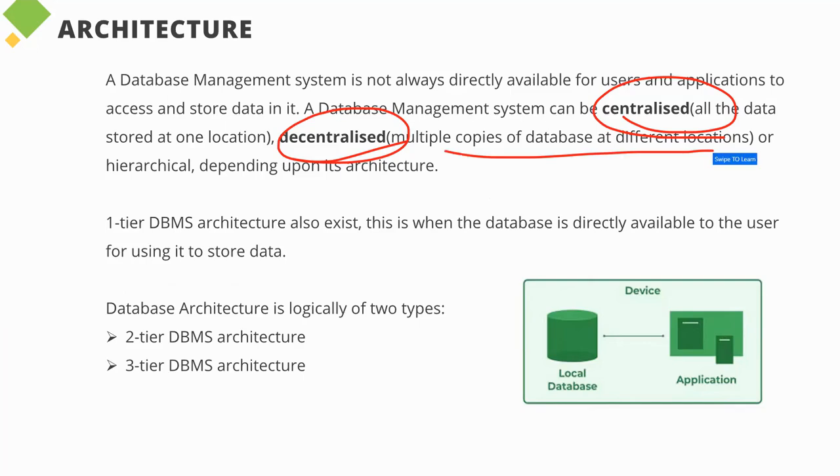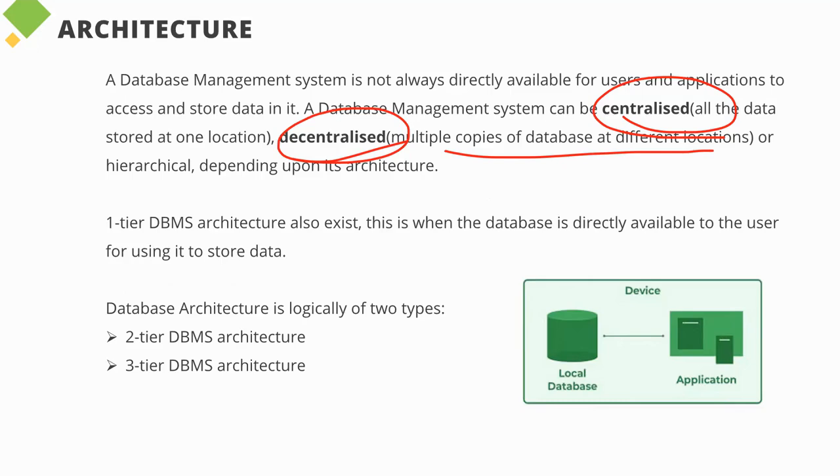If the data is stored in different locations, for whatever application you are using, some may be stored in the US, UK, or Australia, in different locations, but you are in India and still have access to that data. This is all because of the decentralized DBMS system, where multiple copies of the database are stored at different locations. Whereas in a centralized system, all the data is stored at one location.